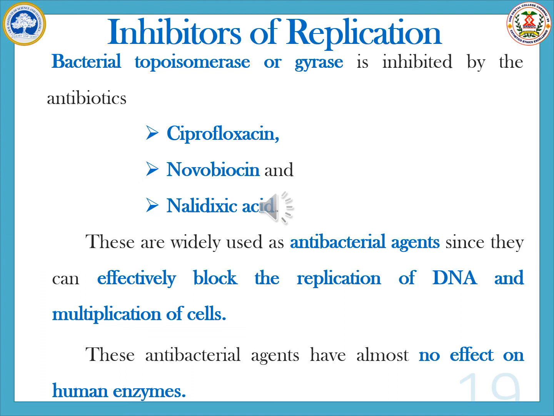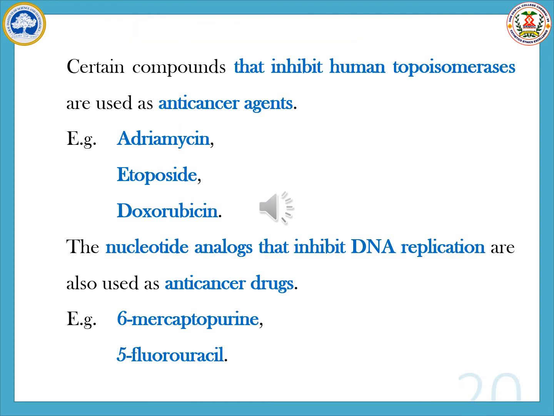These are the different antibiotics which can inhibit the topoisomerase activity, and they can be considered antibacterial agents. They directly block the replication of DNA, thereby inhibiting cell multiplication. But these chemicals don't have any role on the eukaryotic enzymes. The human topoisomerase cannot be inhibited by the action of these chemicals. However, there are certain chemicals that act on the human topoisomerase enzyme and inhibit its function. Therefore, they are called anti-cancer agents, which include adriamycin, etoposide, doxorubicin.